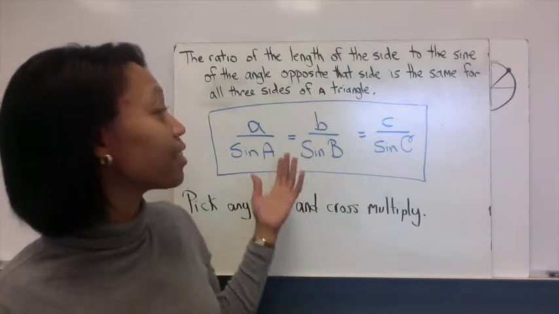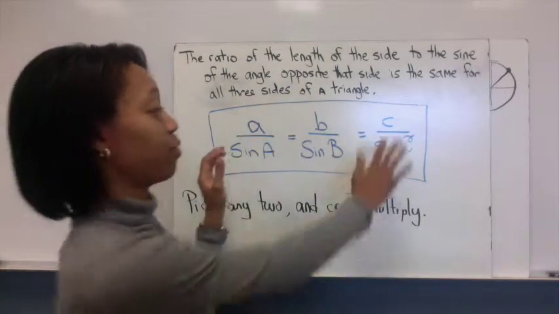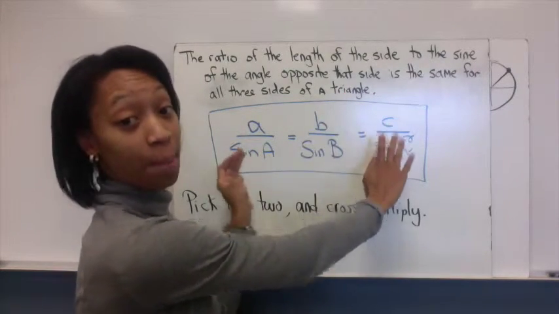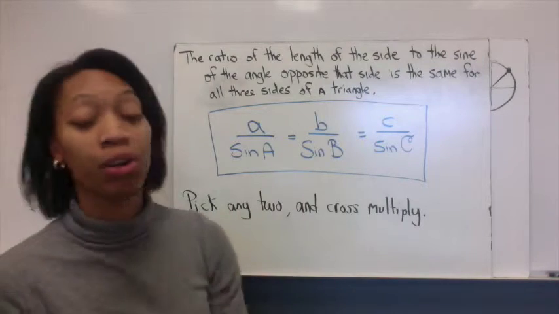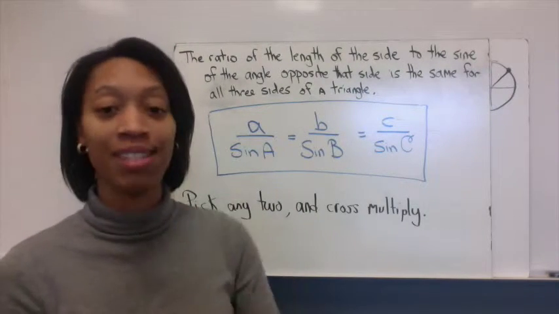Now, to use this, you're going to pick any two and set up a proportion, just using two, and then you're going to cross multiply and solve. And so that's how you're going to use the law of sines.